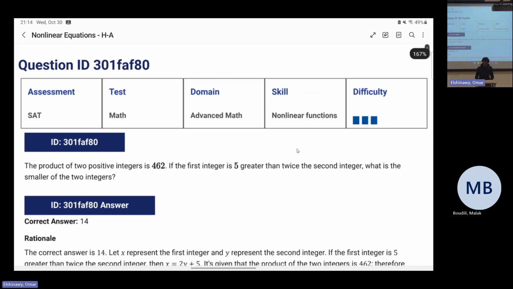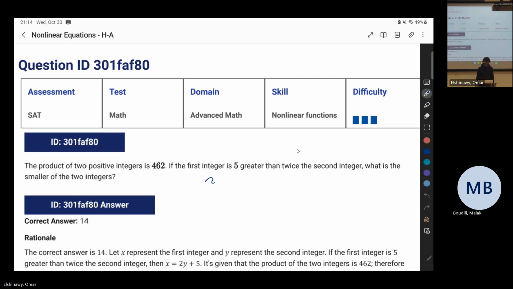This is not helpful because the answer is already there. But it talks about the product of two positive integers. So we have x and y. Their product is 462. The first integer, maybe I'll let x be the first integer. Maybe I'll just call it x1 and x2. Is this okay? Okay, x1 and x2. So the first integer is 5 greater than twice the second integer.